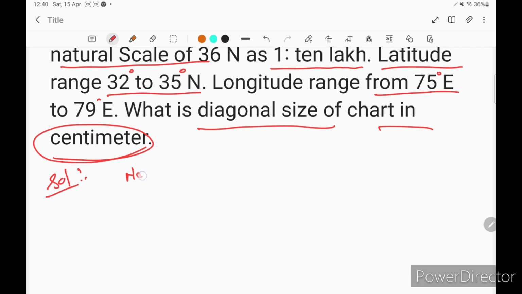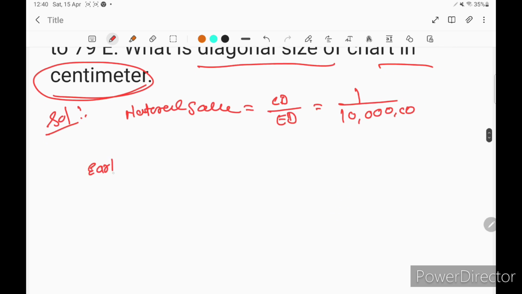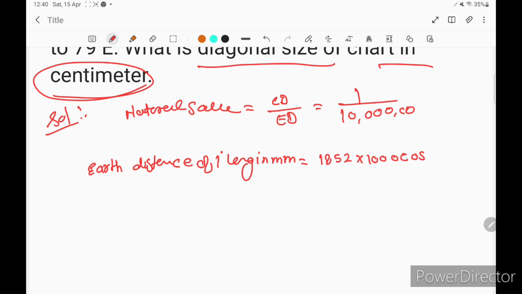Since we know the natural scale formula, natural scale of chart is chart distance divided by earth distance. It is given as 1:10 lakh. Now we calculate the earth distance. Earth distance of 1 minute longitude in mm is equal to 1852 into 1000 into cos latitude. Latitude is given, so 1852 into 1000 into cos 36.